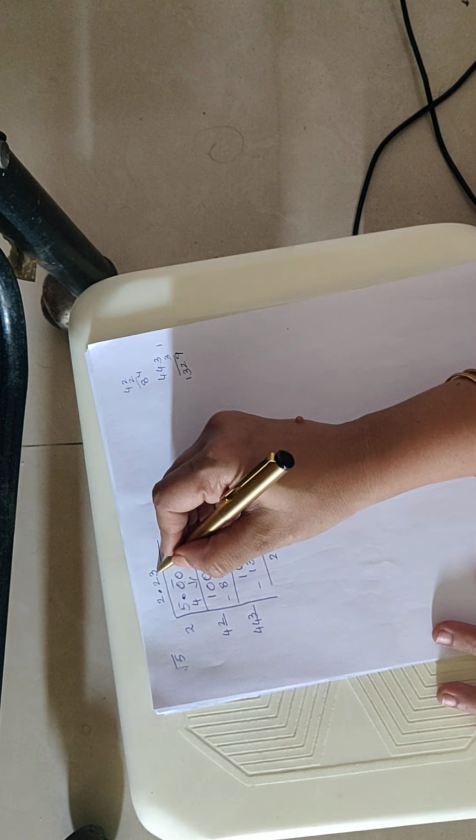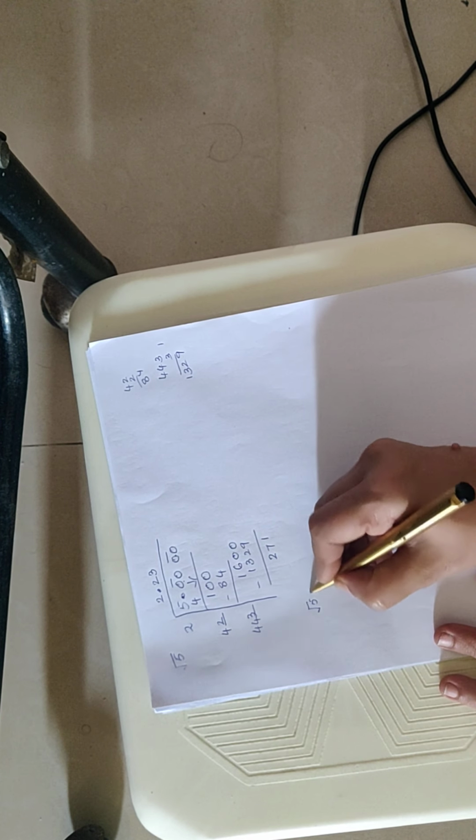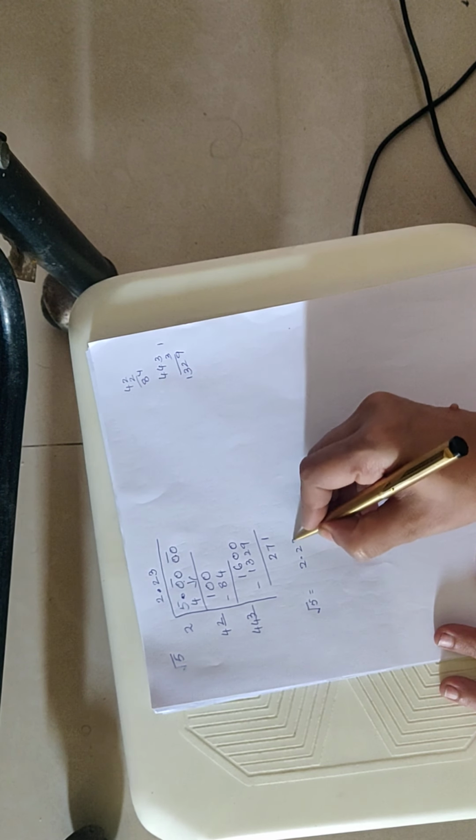We are asked to find out till 2 decimal places. Therefore, root 5 is equal to 2.23.